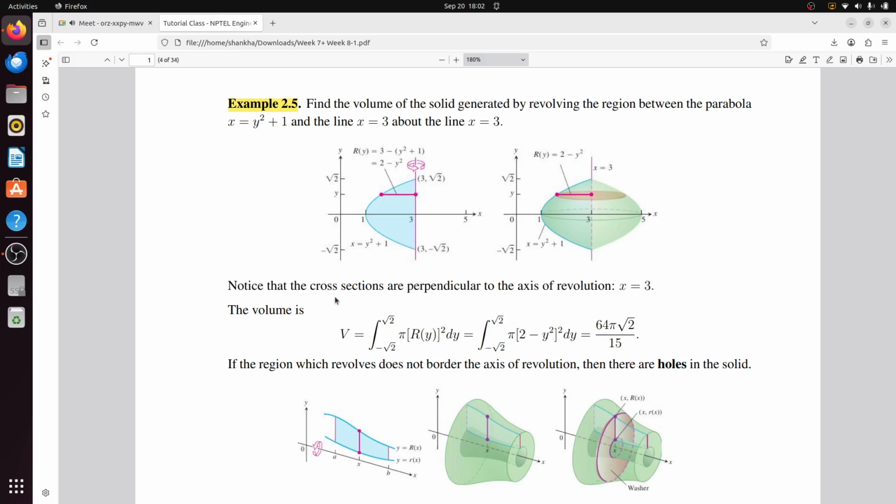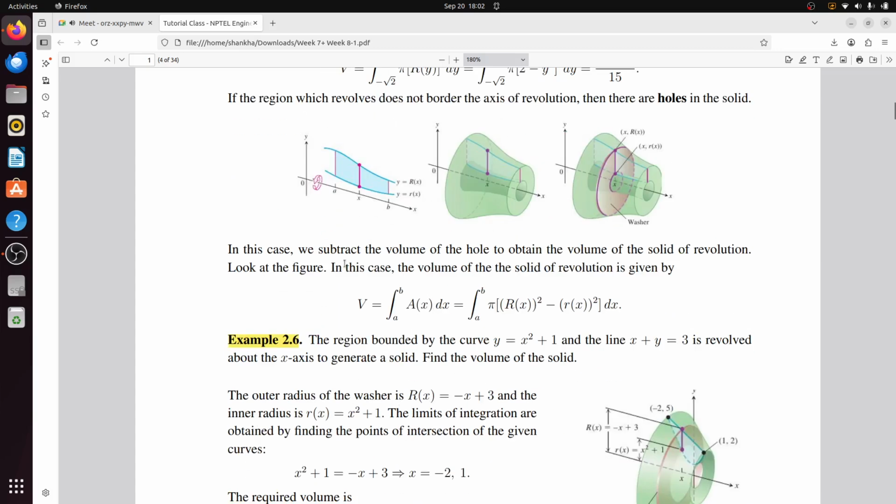So if the region which revolves does not border the axis of revolution, then there are holes within the solid, just like here you have holes, and in that case V will be the integral from a to b of pi times R(x) square minus small r(x) square dx.